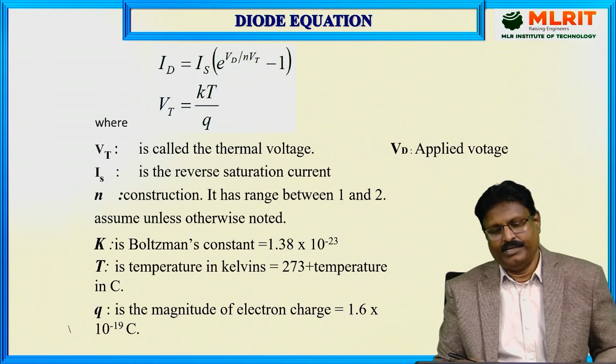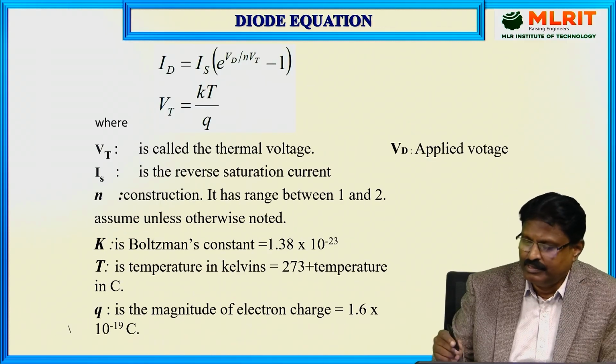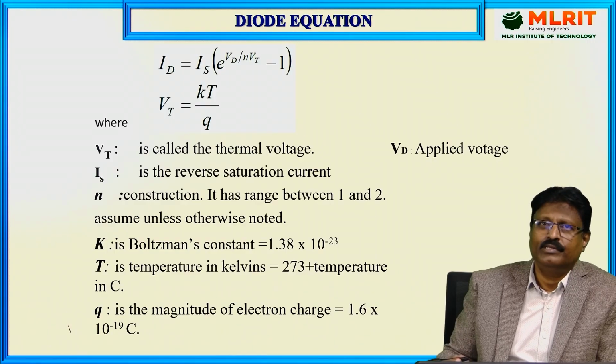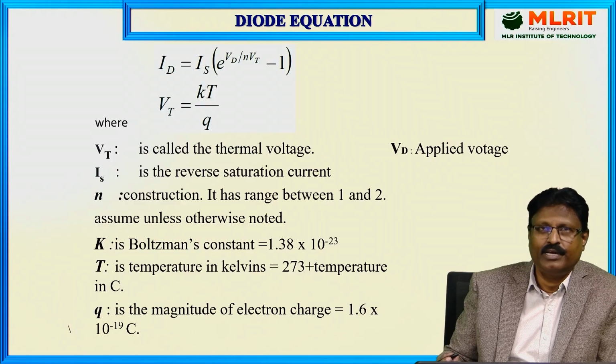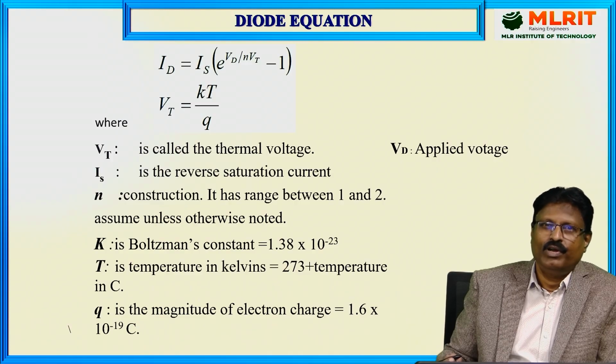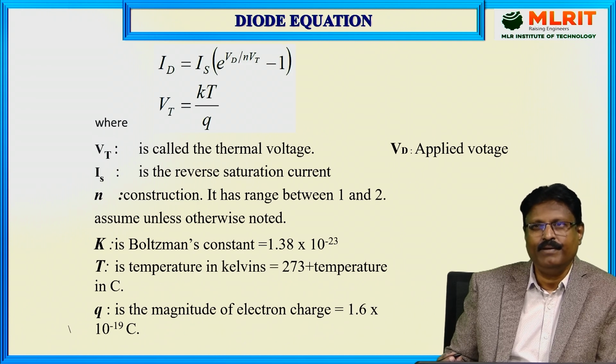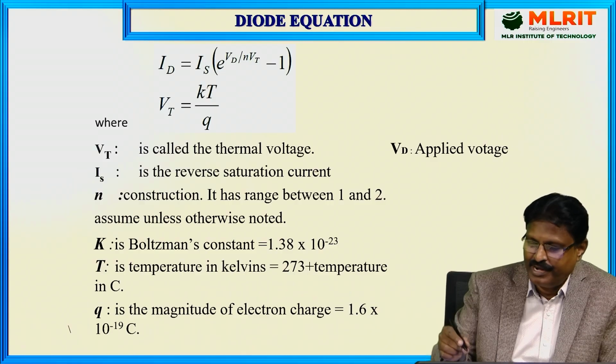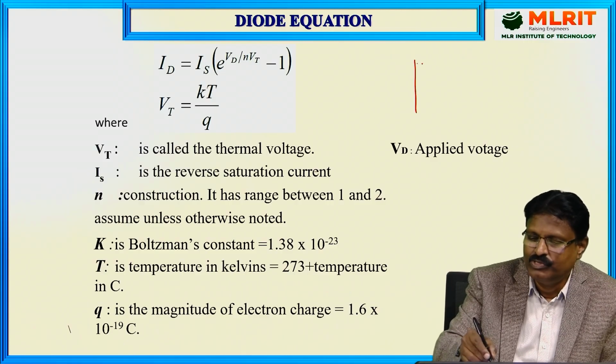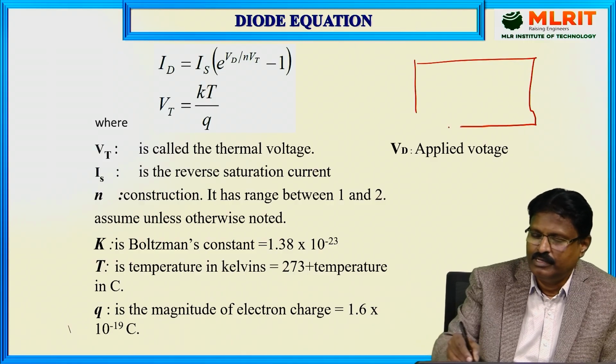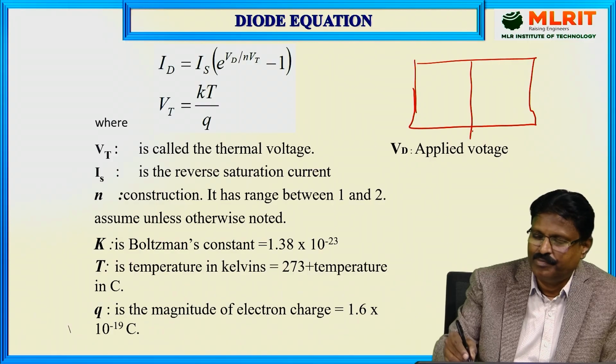First, the diode equation. If you observe the different types of currents flowing through the diode, we already discussed them in the last class. One is due to the diffusion phenomenon, called diffusion current. The second one is called drift current. As an example, I am drawing a PN diode.